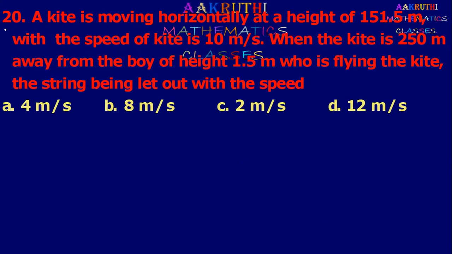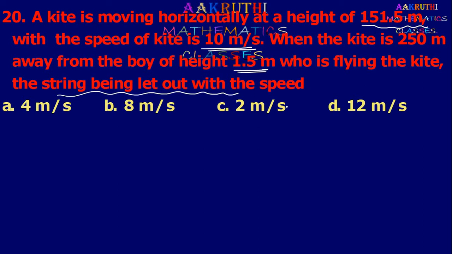So next, question number 20. A kite is moving horizontally at the height of 151.5 meter with the speed of 10 meter per second. When the kite is 250 meter away from the boy of height 1.5 meter who is flying the kite, we have to find the rate at which the string is being let out.